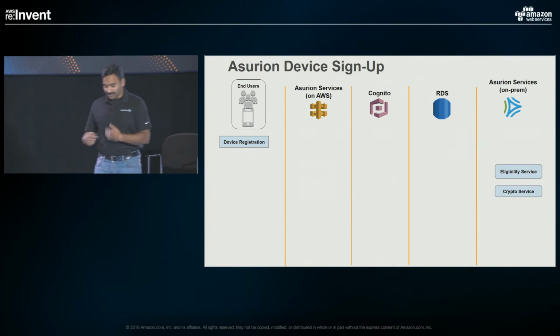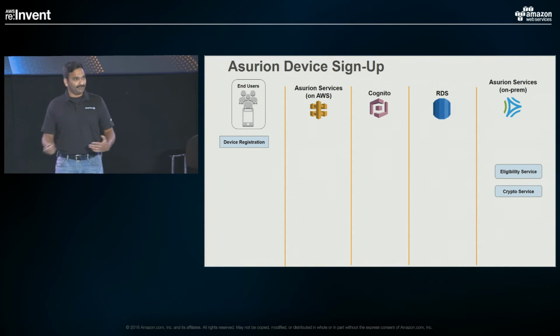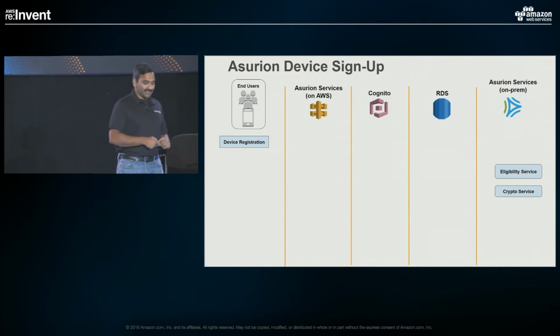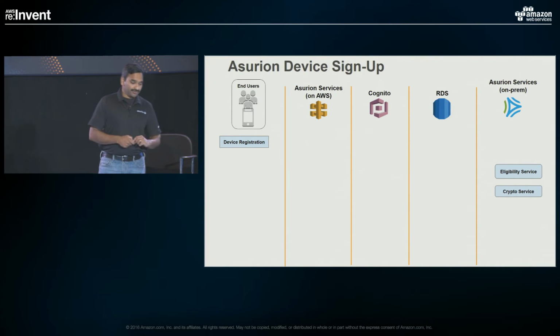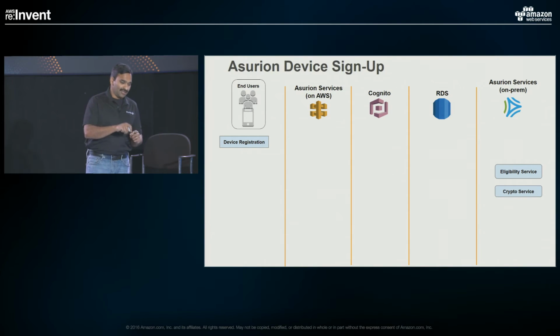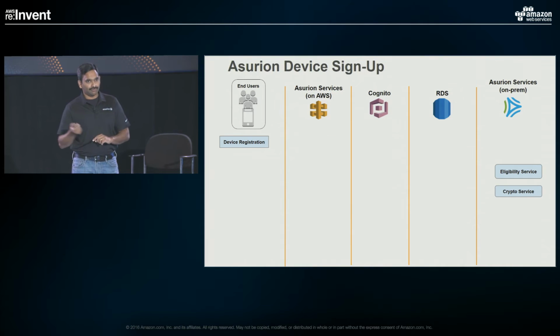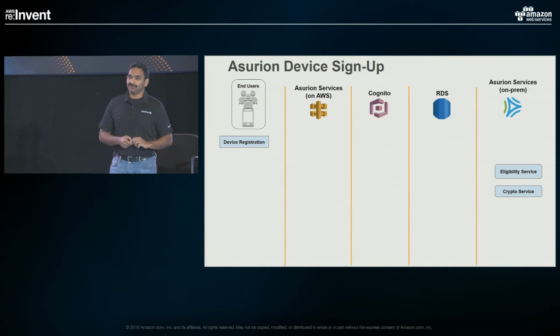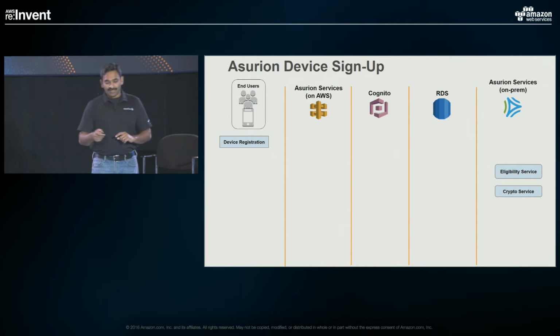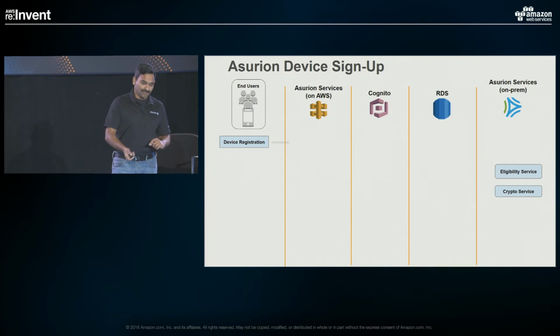So based on that, like I said, we pivoted a little bit, so I'll walk you through that quickly. So like I said, our implementation starts with device sign-up. So walking through the layers there, so the end users, and we have services, app services, as well as proxy services deployed on AWS. And we have the Cognito, and RDS is used as our app data store. And then we have the two on-prem services that I talked about.